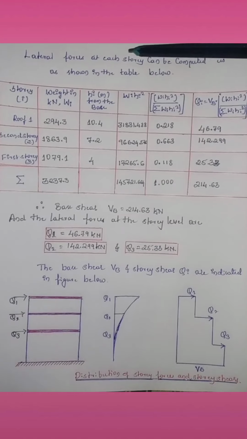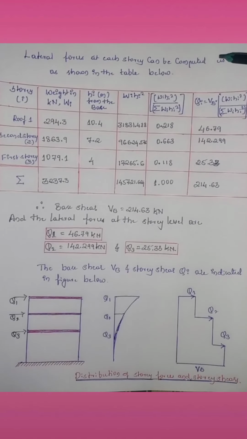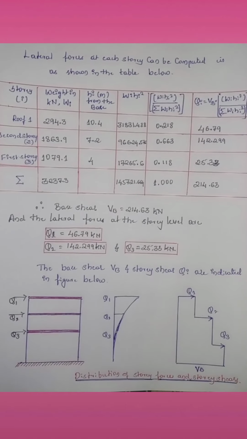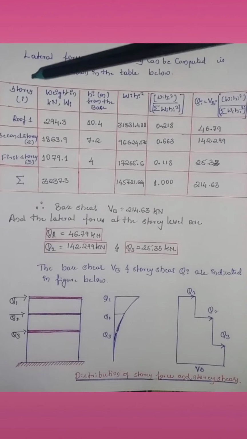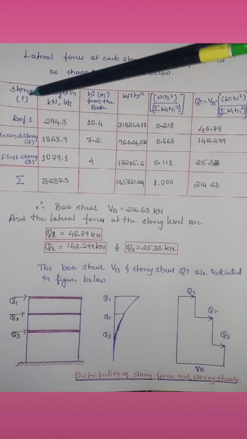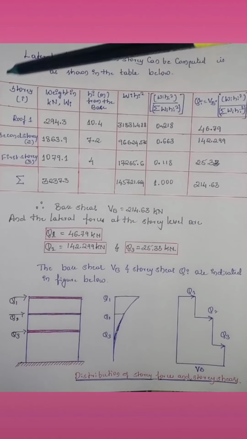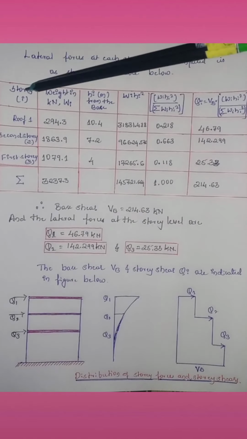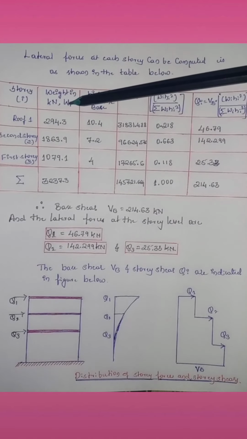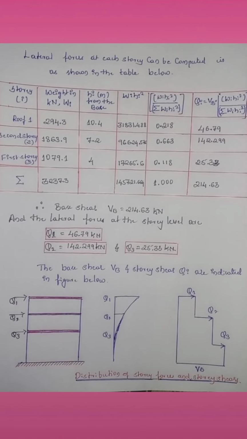Lateral forces at each story can be computed as shown in the table below. In the first column it is the story, that is the i-th story. While explaining the problem, I told you that i means the i-th story, the story we are at, which is referred to by i. Next is the weight in kilonewton, that is Wi. W1 means the first story weight, and like that.